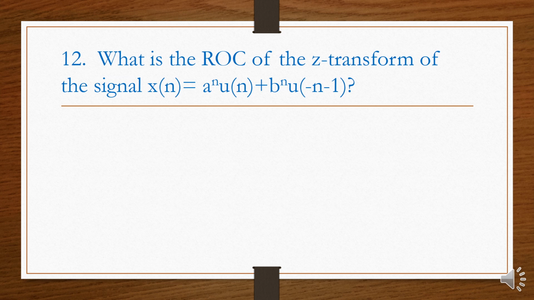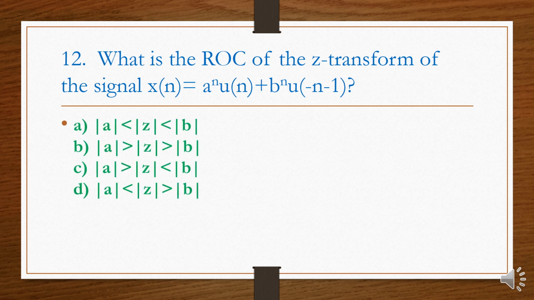Next question. What is the ROC of the Z transform of the signal x of n is equal to a power n u of n plus b power n u of minus n minus 1? So here the region of convergence, modulus of z in between a and b, then modulus of a greater than modulus of z greater than modulus of b, modulus of a greater than z but less than modulus of b, modulus of a less than z, also it is greater than modulus of b. The answer is option A, modulus of z is in between a and b.